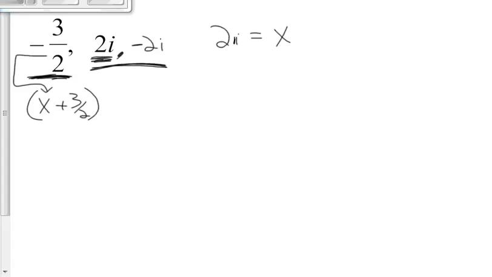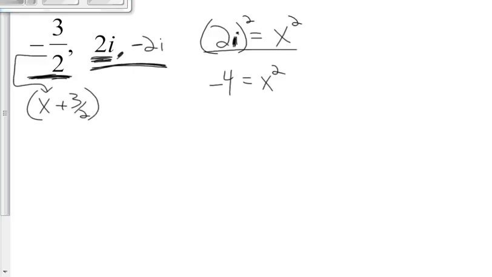So if I want this i to go away, because in an equation we don't see imaginaries, so we're not going to write this as x minus 2i as a factor. We don't have imaginary factors like that. So what we do is we say, we know that 2i equals x, which means if I square both sides, well, 2i squared would be negative 4 equals x squared. And by squaring both sides, we've now eliminated that imaginary.